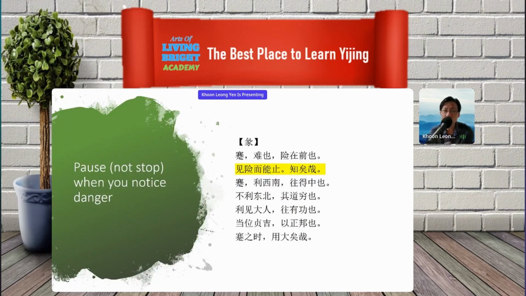So, if it's asking us, so how, wait for the time? Yes, you have to pause, okay, but not stop. Pause, not stop, when you notice danger. Okay, so it is 见险而能止, pause when you notice danger. That is key. You find that it cannot move backward, it cannot move forward, then all you need to do is pause, do a 1 degree shift, and then be patient, wait for the time, and while you wait, do something, do what you need to do while you're waiting.